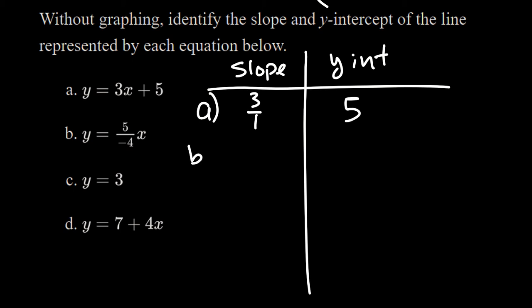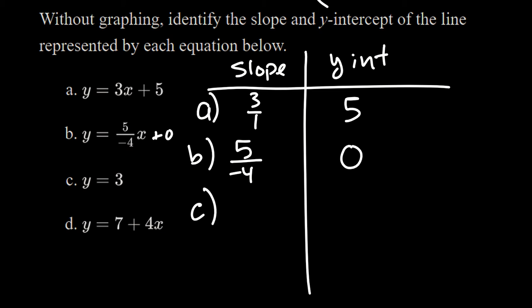The next one, B, I've got a slope of up 5 and then back 4, right? So it's negative 5 fourths. And I could go down 5 and to the right 4, right? But that's the slope, 5 fourths, or negative 5 fourths. And the y-intercept of that one is just 0, right? I've got no y-intercept there. You could put the plus 0 if you want.